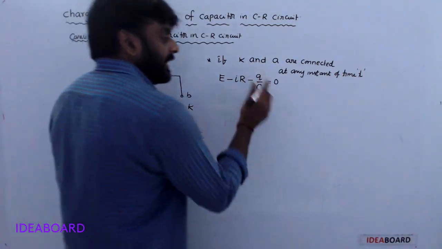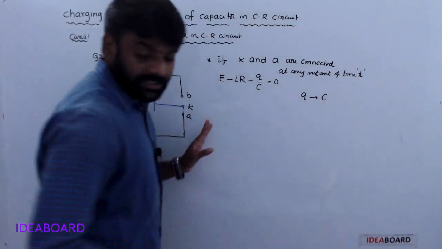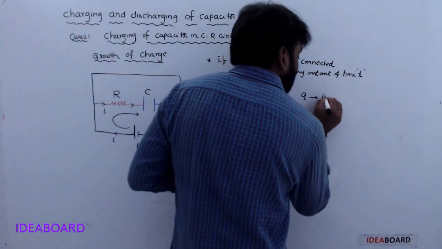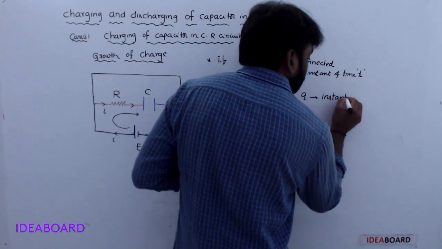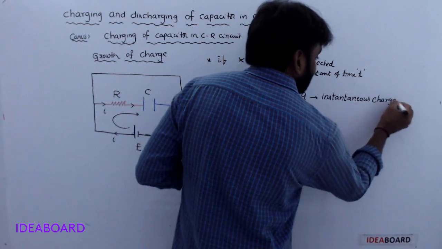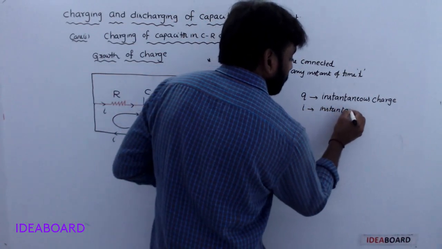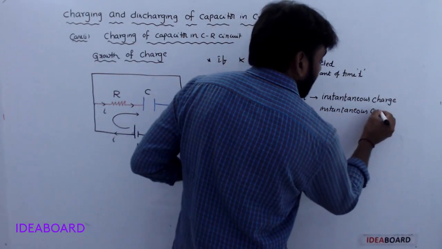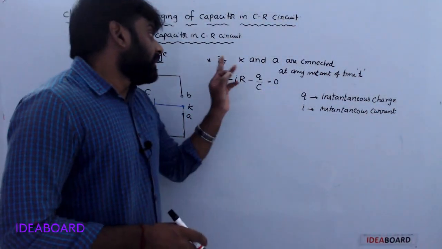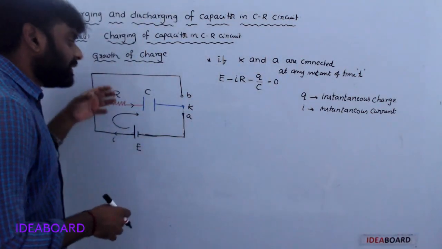Now here Q is the instantaneous charge, and I is the instantaneous current. Understood or not? Here, if K and A are connected, the capacitor is charging.